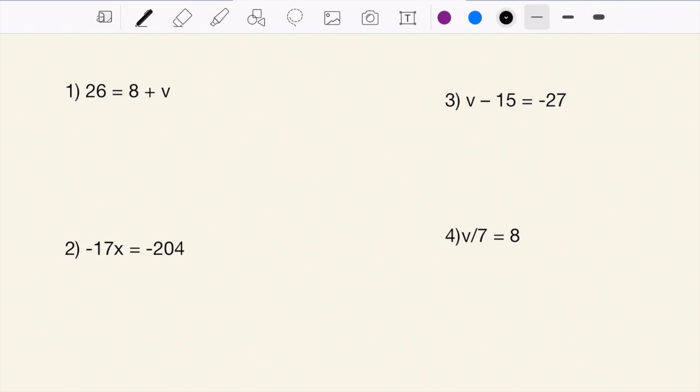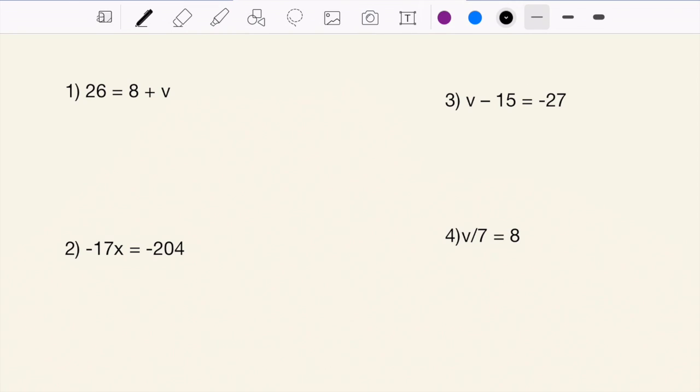Next lesson is just going to be more practice with one-step equations. In this, we have addition, subtraction, multiplication, division, and we're going to work on identifying what function is being used in the problem and what we need to do to isolate that variable or get that variable by itself. So in number 1, we have 26 equals 8 plus v.